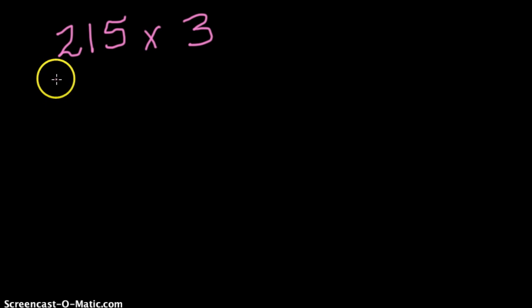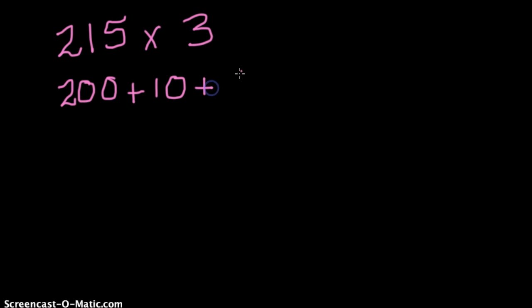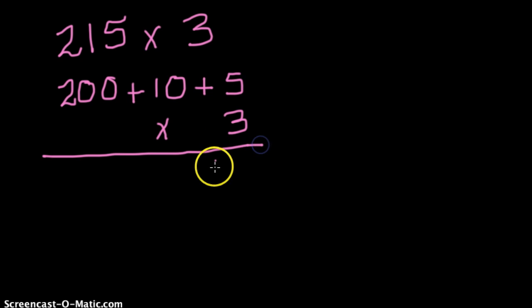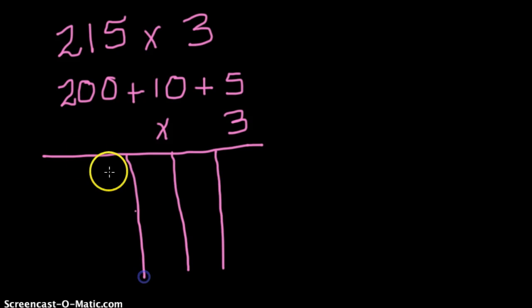So if I write 215 out in expanded form, that is 200 plus 10 plus 5. Okay. And I'm going to multiply all of those numbers by 3. Same process as before. I'm going to line these up nicely, give myself my little place value chart here. And then I'm going to multiply my 3 times my 5. I know that 3 times 5 is 15. And then I'm going to multiply in this direction. 3 times 10 is 30.